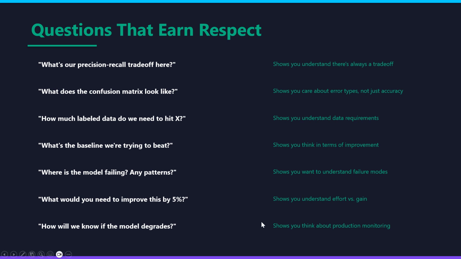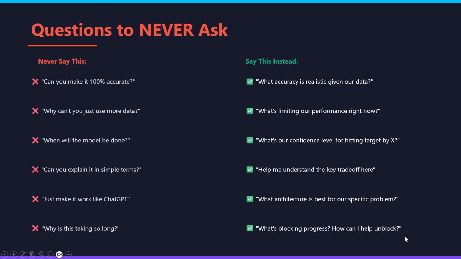Now, till now we discussed questions that earn respect and questions you should ask. In the next slide, we'll discuss questions you should never ask. It's the flip side, the questions that damage your credibility as well, right? I'm not saying this to shame anyone, but I have heard brilliant PMs ask all of these. But once you know better, you do better.